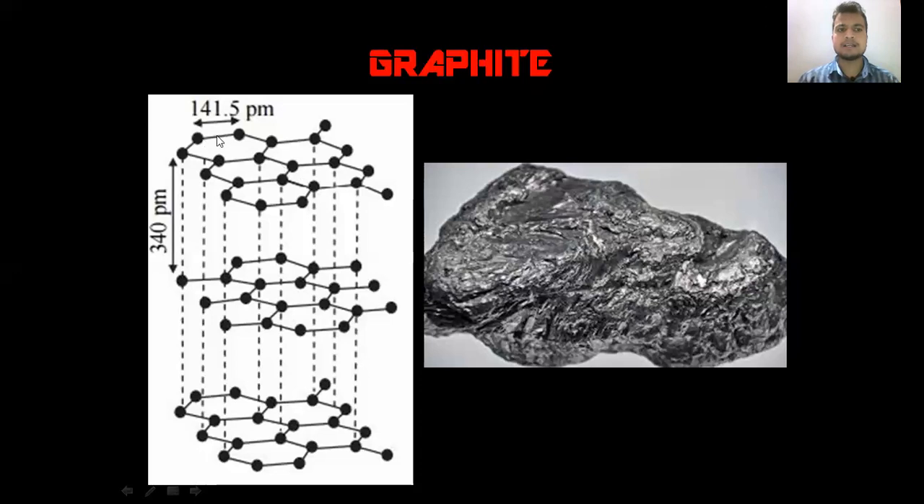The carbon-carbon single bond, if you see in graphite, is 141.5 picometer. That is the length of a carbon-carbon bond. If this were a bond, which we are showing by a dotted line, it should be 141 if it is a carbon-carbon bond. What we found out is that it is not a carbon-carbon bond, because it is 340 picometer. That means it is longer than a carbon-carbon bond. So this is not a carbon-carbon bond.